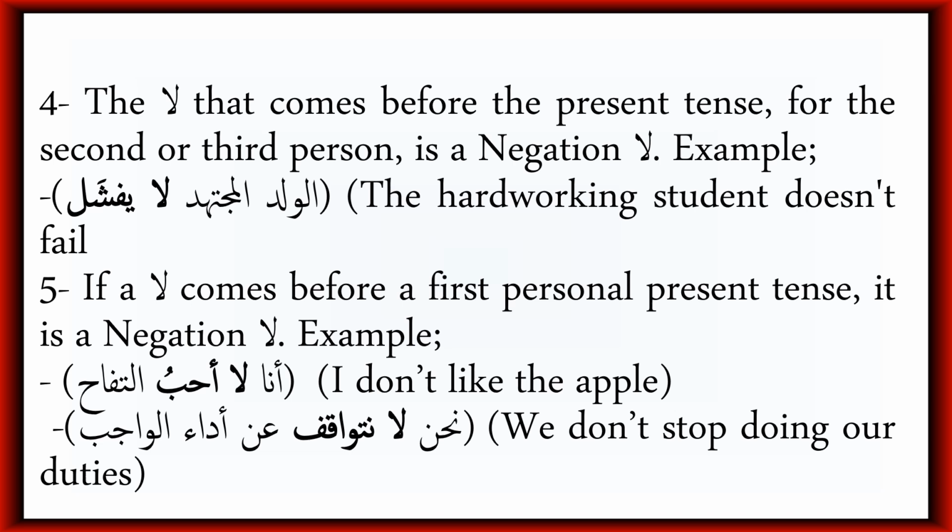5. If a la comes before a first person present tense, it is a negation la. Example: Ana la uhibbu tufah. I don't like apple. Nahnu la natawaqafu an ada'il wajib. We don't stop doing our duties. In both of these examples, la comes before present tense, that is present tense for the first person, which in this case are uhibbu and natawaqafu. Thus, this la is a negation la.